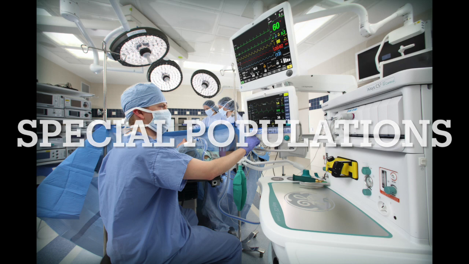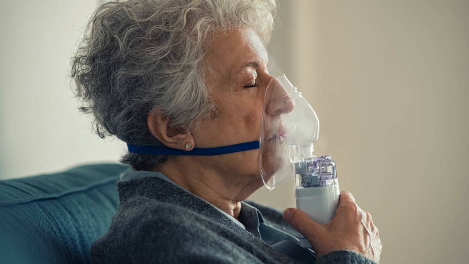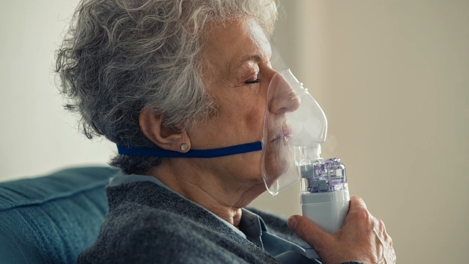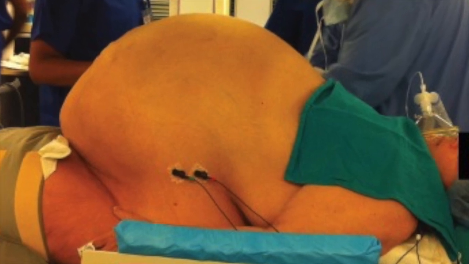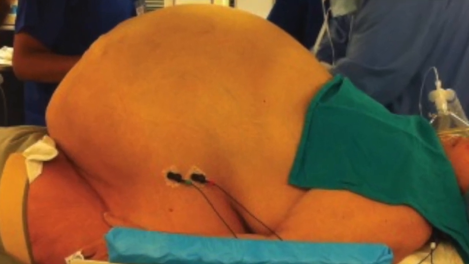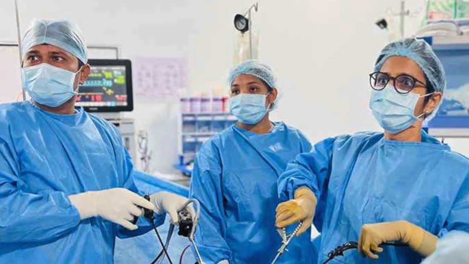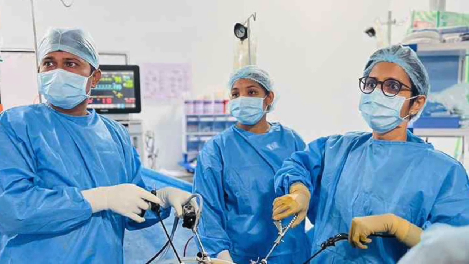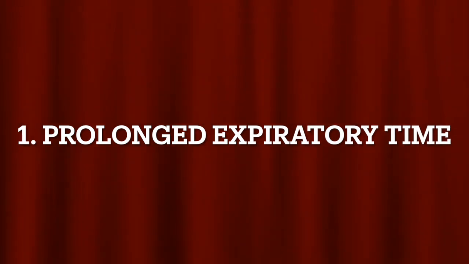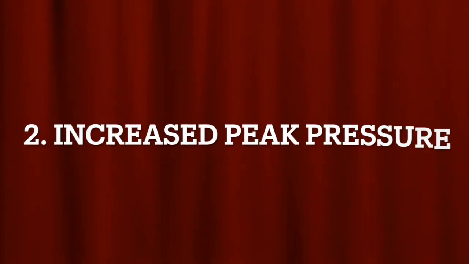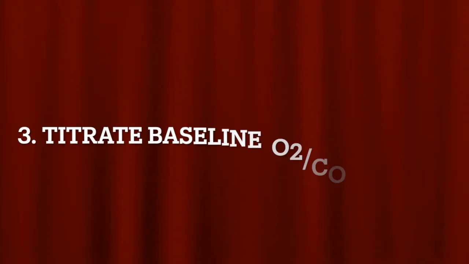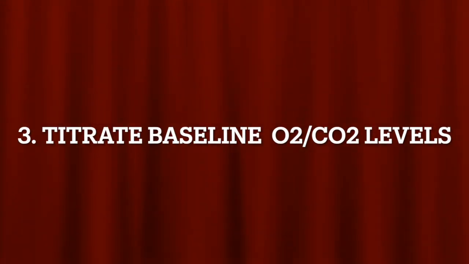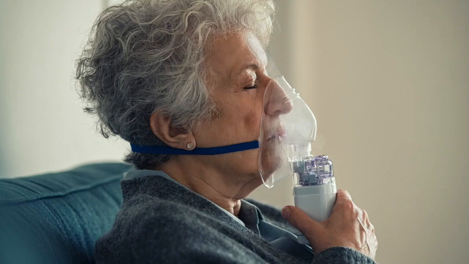In this part of the breathing blueprint, we'll discuss special populations, more specifically, COPD patients, bariatric patients, and special considerations related to laparoscopic surgery. In discussing these populations, we'll discuss three main points: prolonged expiratory time, increased peak pressure, and titrating to baseline oxygen and CO2 levels.